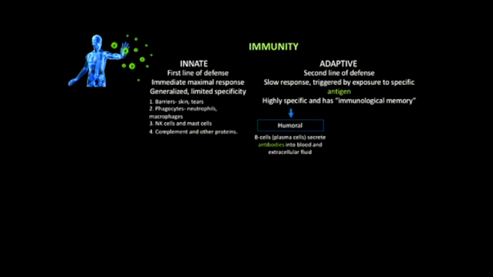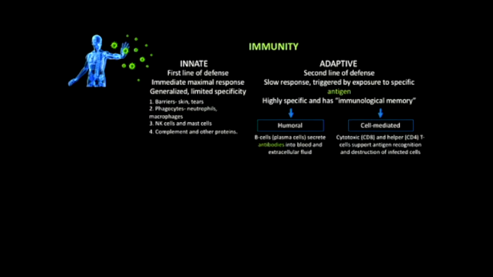So we generally break down the adaptive immune system into two categories. We have humoral and cell-mediated, and humoral just kind of refers to humors, body fluids. It's like the old term for that word. And the humoral arm of the adaptive immune system includes B cells, those plasma cells that we talked about earlier, and these are responsible for secreting antibodies into blood and extracellular fluid.